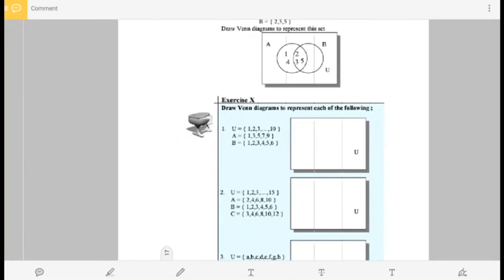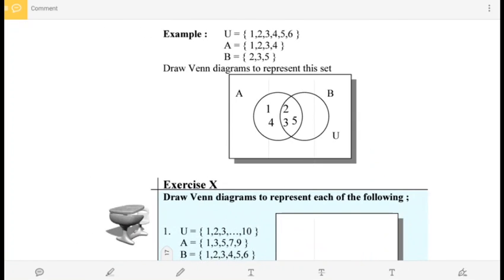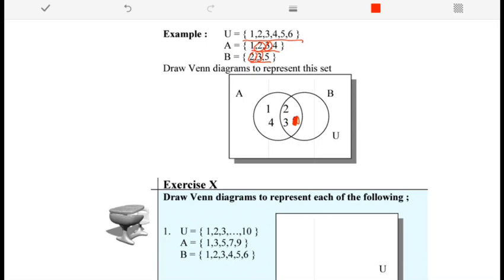Here, let's have example number 1. The universal set, or all the given elements, are 1, 2, 3, 4, 5, and 6. Your set A is the set of 1, 2, 3, and 4. And your set B is 2, 3, and 5. Technique: let's check first if A and B are disjoint or if they have common elements. Here, as we can see, A and B have common elements 2 and 3. Okay, 2 and 3, right?